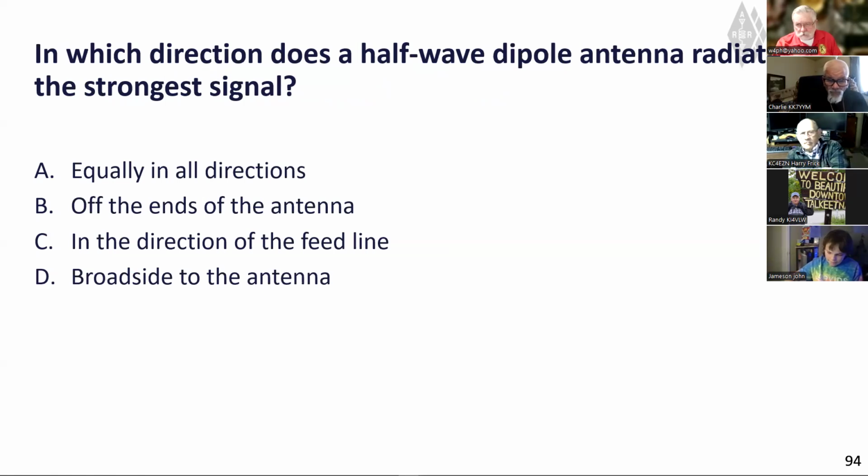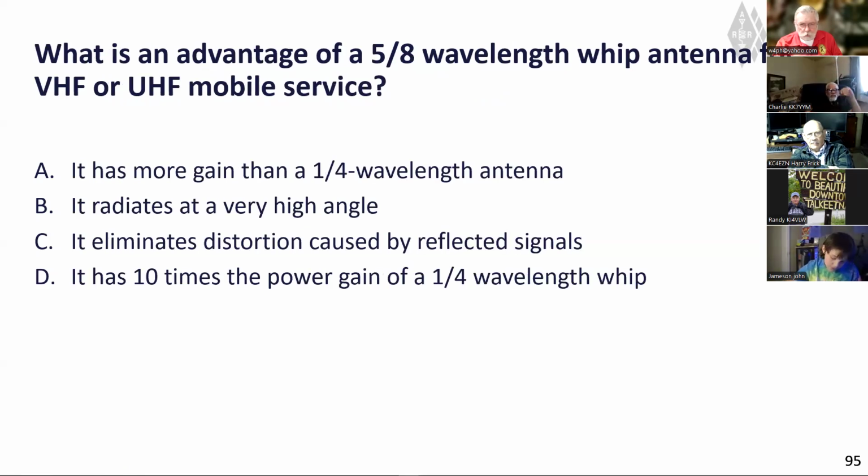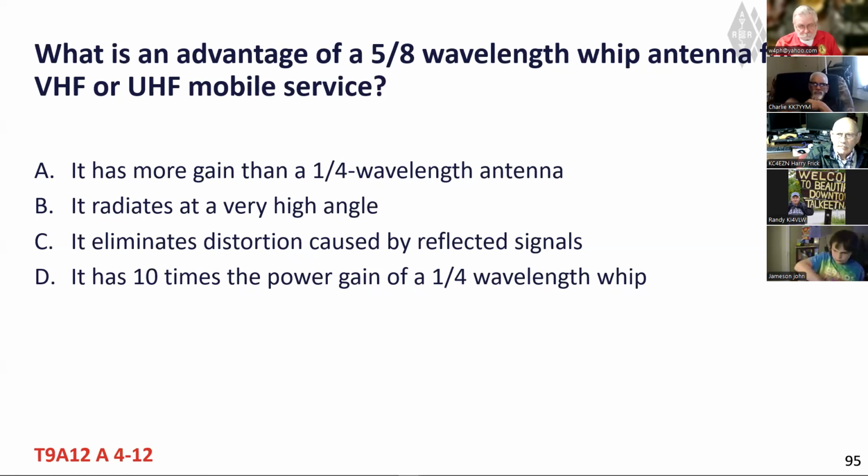Which direction does the half-wave dipole antenna radiate the strongest signal? And that is D, broadside to the antenna. What is an advantage of a 5/8 wavelength whip antenna for VHF or UHF mobile service? It has more gain than a quarter wavelength antenna by reducing the angle of elevation of radiation.